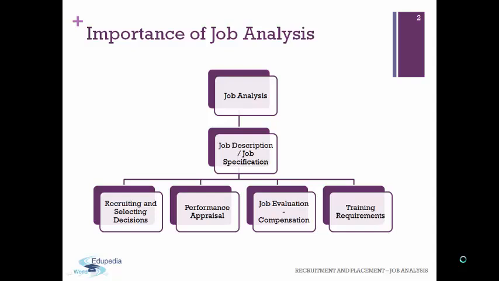So if you look at this figure, what we understand is out of the job analysis, we get a job description and a job specification, right? So once you get a job description and job specification, how does that help us hire the right people? So one is, yes, it helps with recruitment and selection, definitely, because a job description is the first thing that you would require when you're recruiting somebody.